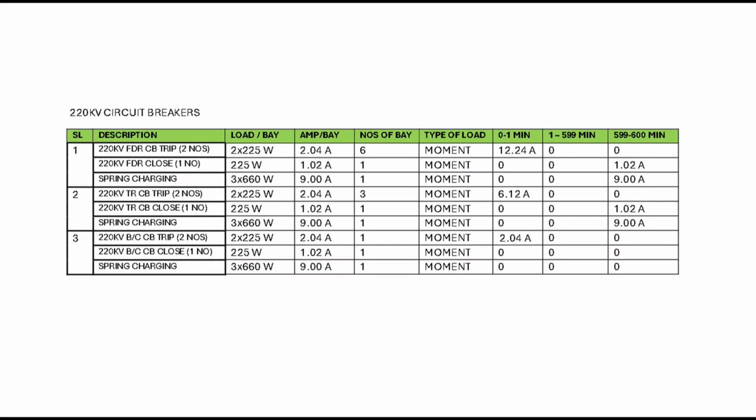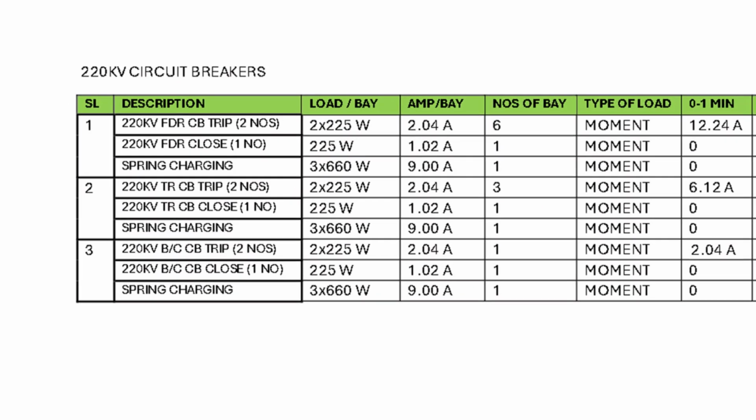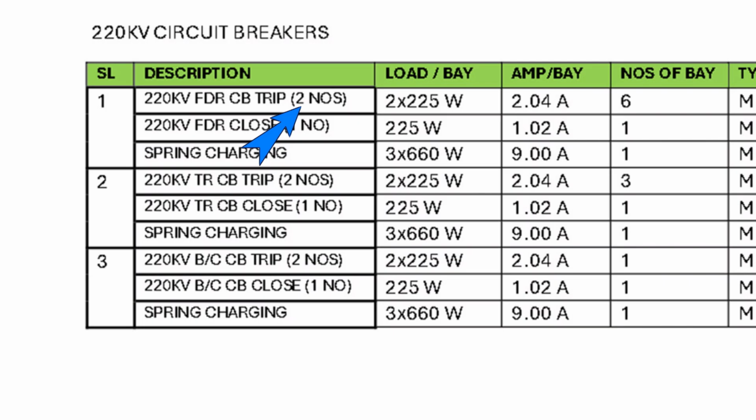Lastly, let us discuss the table of the 220 kilovolt circuit breaker. It is important that each 220 kilovolt circuit breaker has two trip coils, one close coil, and one spring charging motor. Because we have considered that the spring charging motor is a DC motor here in our scheme.